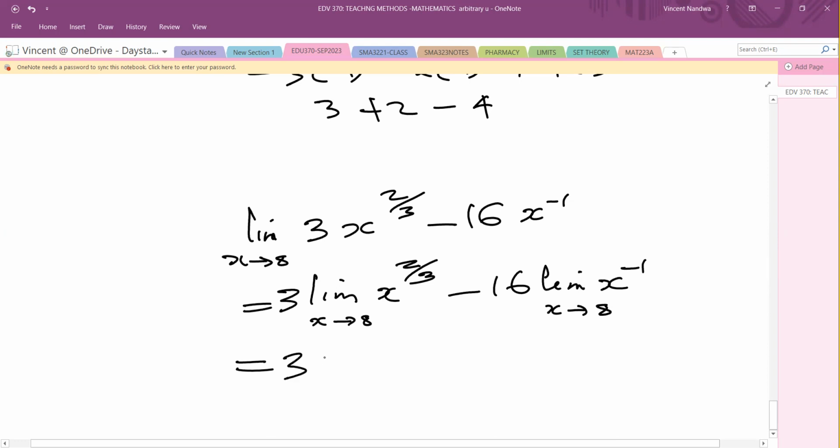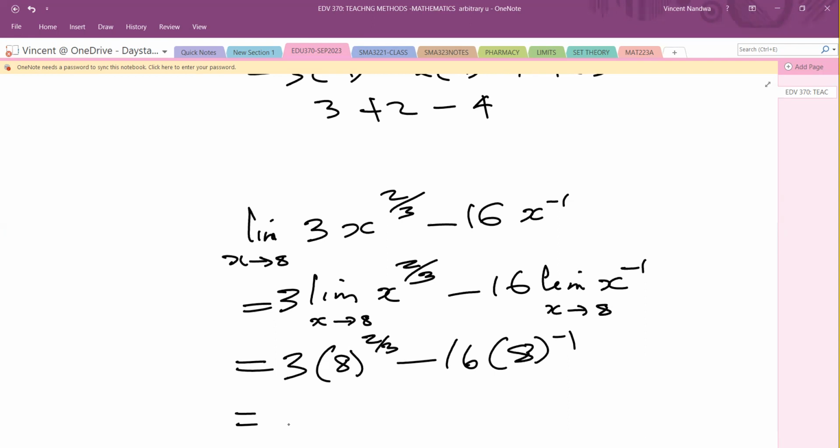3, 8 power 2 over 3, minus 16 times 8 power -1, okay. Now give me the answer, what is it? Work it out and tell me the answer.